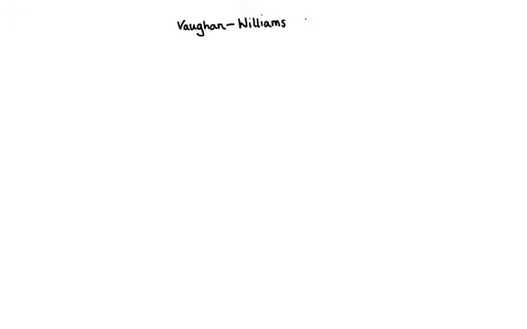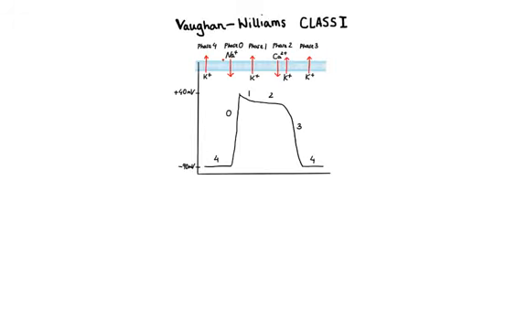So first, we have class 1 drugs, which work mainly by blocking sodium channels in the open or inactivated state. Inhibition of sodium channels decreases the rate of rise of phase 0 depolarization and slows conduction velocity. Class 1 drugs are subdivided into 3 subclasses according to their effect on the cardiac action potential.